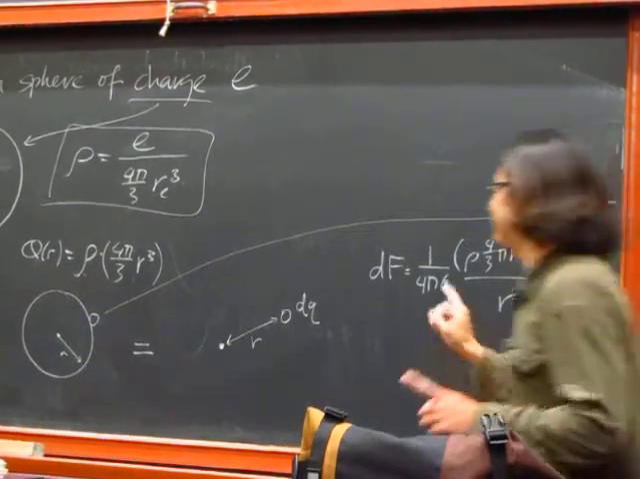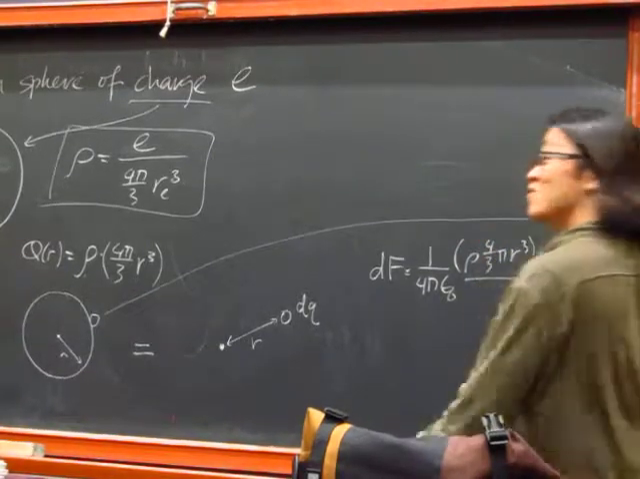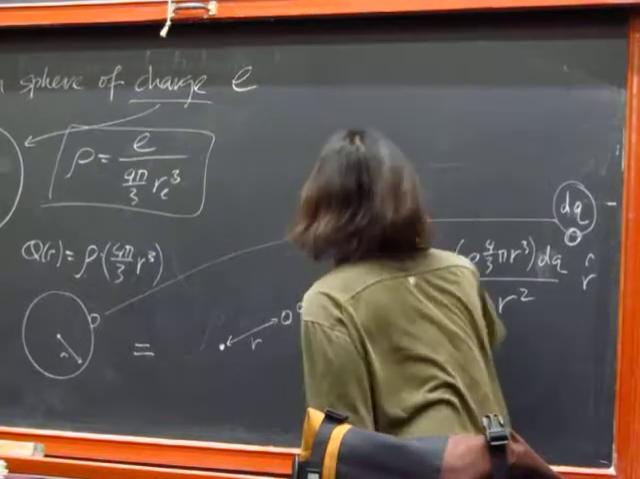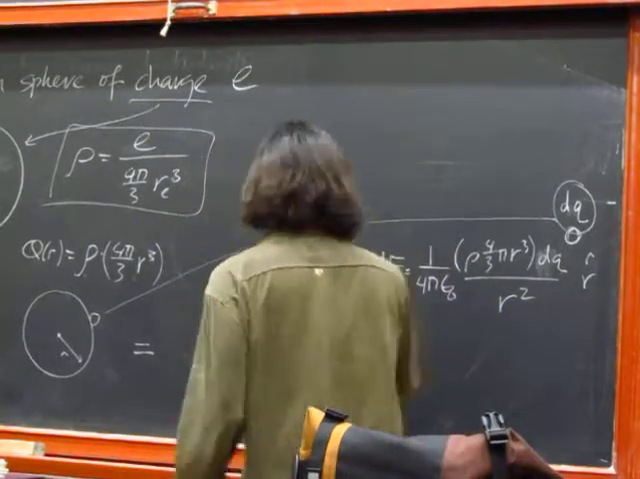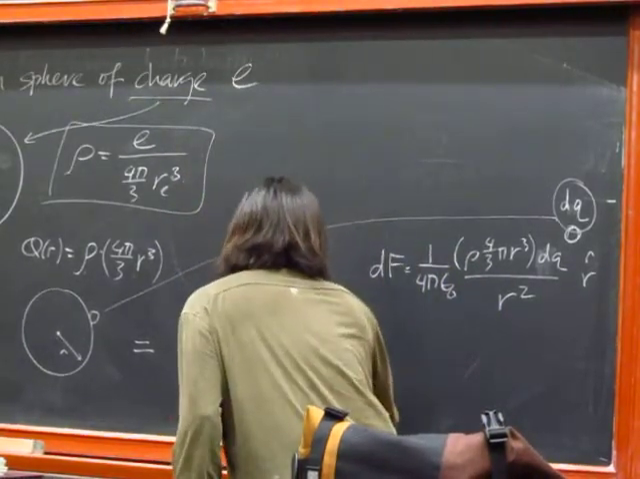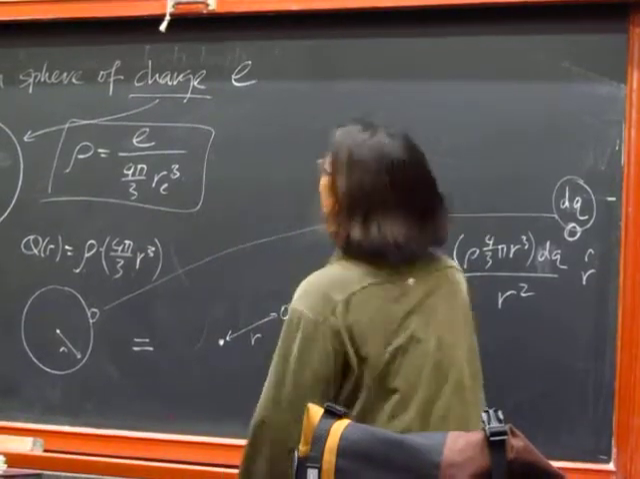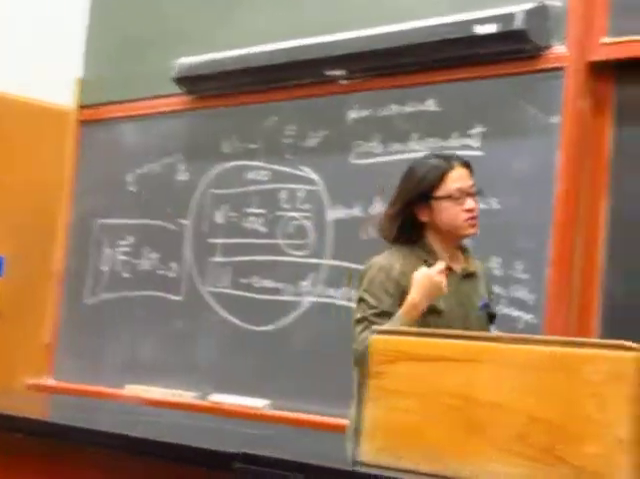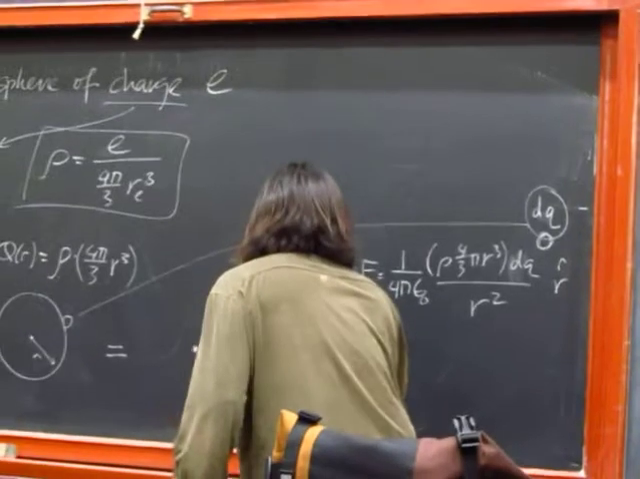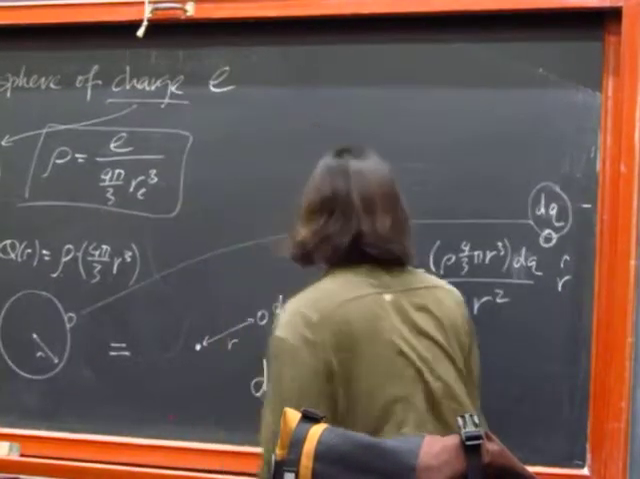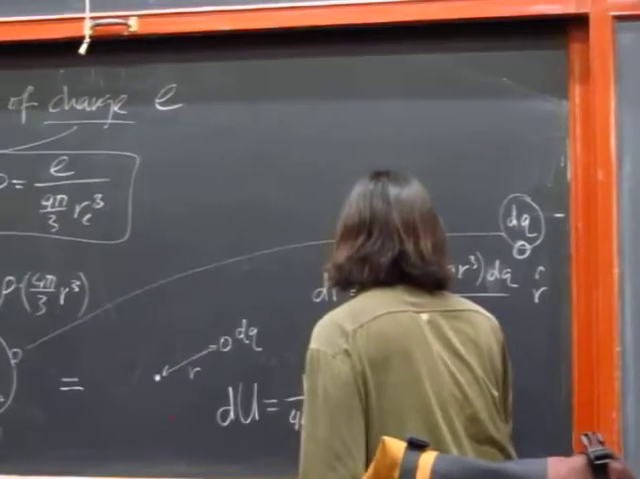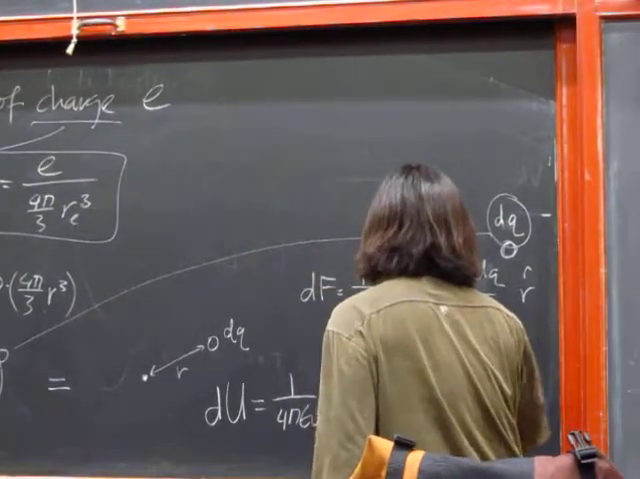Therefore, the energy to bring this all the way from infinity to that position R, the total energy, let me write it here. U is just, from knowing this, 1 over 4 pi epsilon naught, rho 4/3 pi R cubed dq over R.